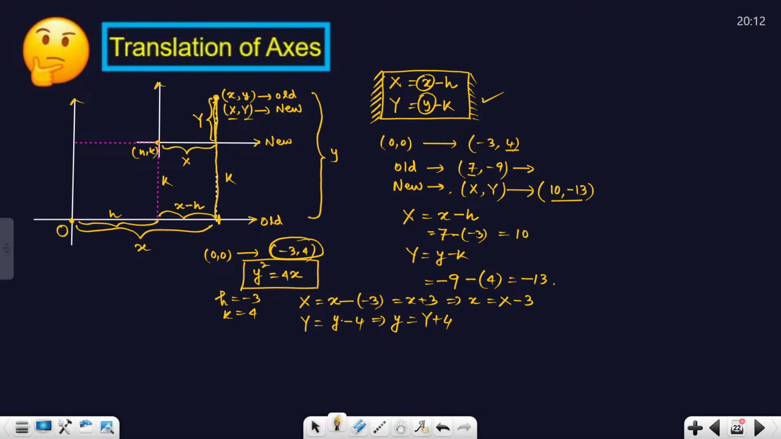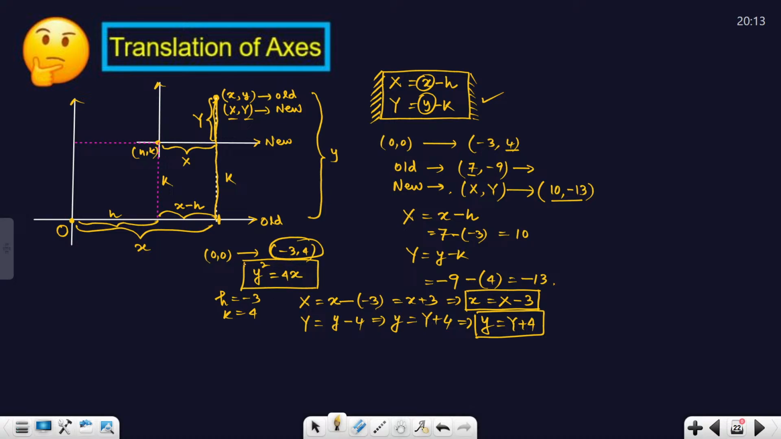So here capital X is basically what? The small x is coming to capital X minus 3. And from this equation we are getting small y is capital Y plus 4. Okay. Now what is the question?